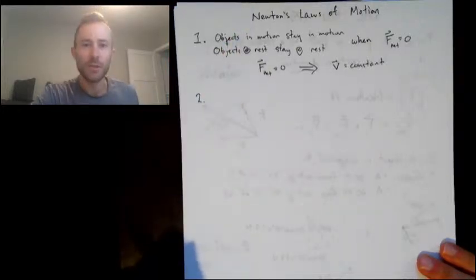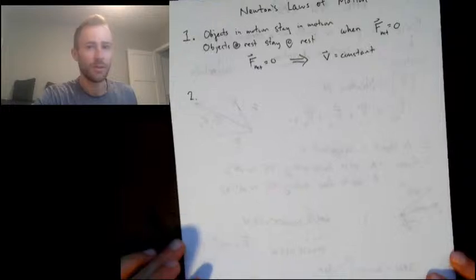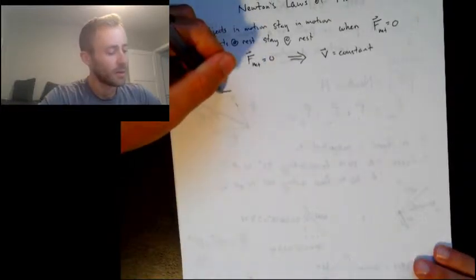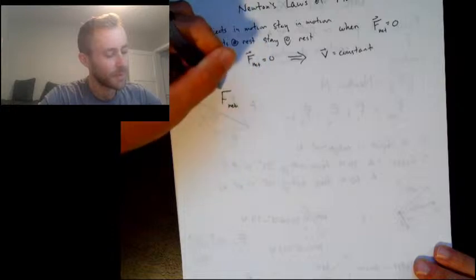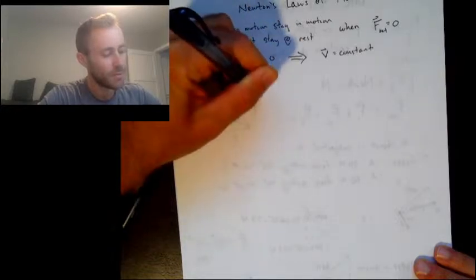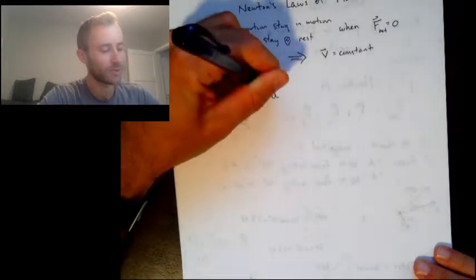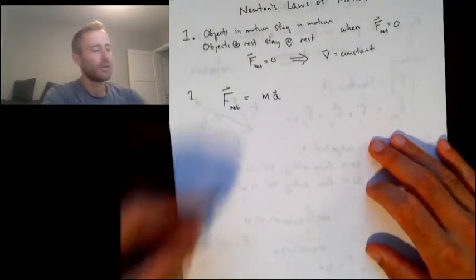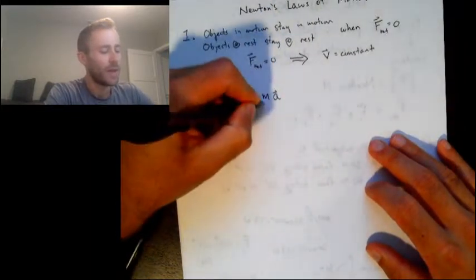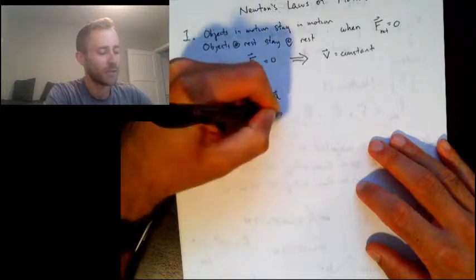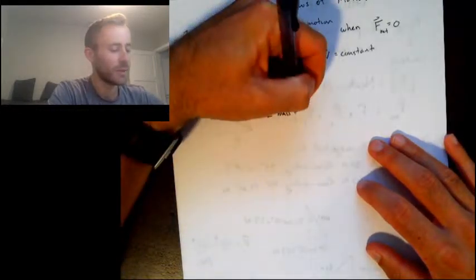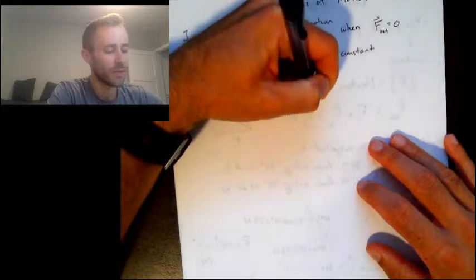The second law of motion is best expressed as an equation. Okay. Net force equals mass times the acceleration. All right. So m is the mass of the object. And just to remind you, mass is a measure of the amount of stuff.